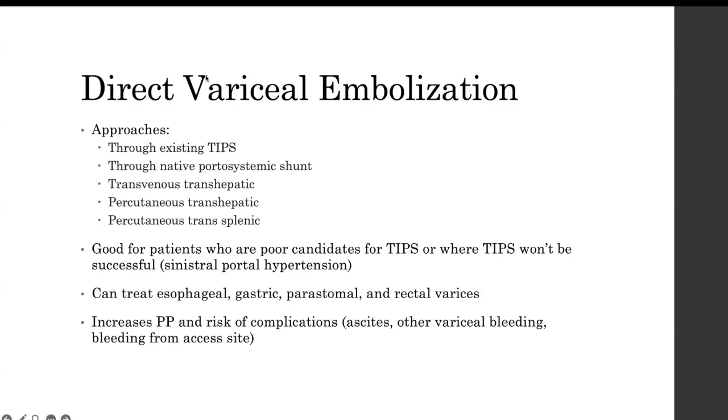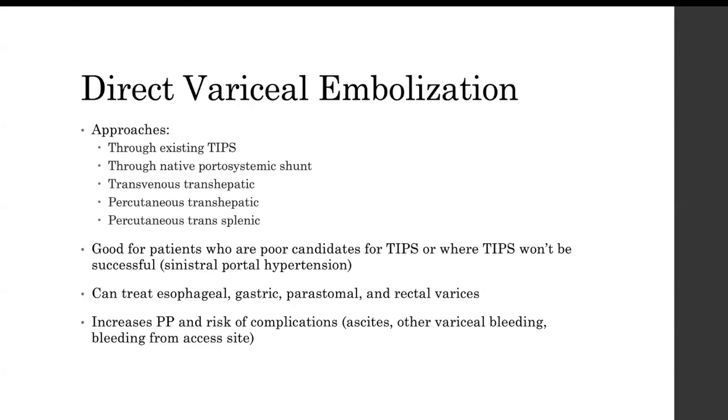So there's a variety of ways that you can get to these varices because for the most part they're all supplied directly from the portal vein inflow. There are some minor exceptions, but if you wanted to get into the portal system, you can go through the TIPS that you already have. If a patient doesn't have a TIPS, like the patient we just talked about, you can do percutaneous transhepatic or transsplenic, or you can actually pretend like you're doing a TIPS.